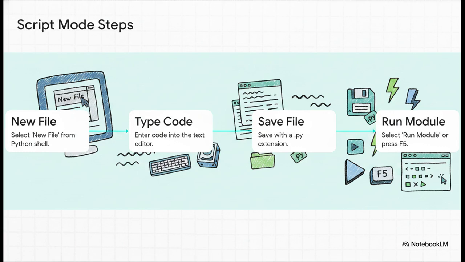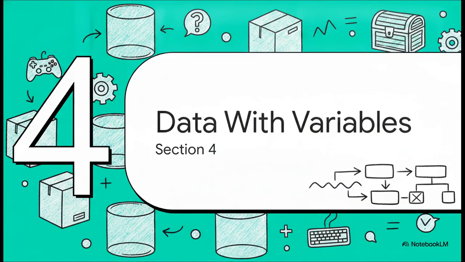So let's actually walk through the exact real-world steps a developer takes to build a finished Python script. First, from the Python shell, you select New File. Easy enough. Second, you type your beautifully structured, syntactically correct code, along with your helpful comments, of course, right into the text editor. Third, you save it. You'll notice it ends with a .py extension showing it's an official Python file. Finally, you go up to the menu and click Run Module, or honestly just hit F5 to execute the program and see your outputs.